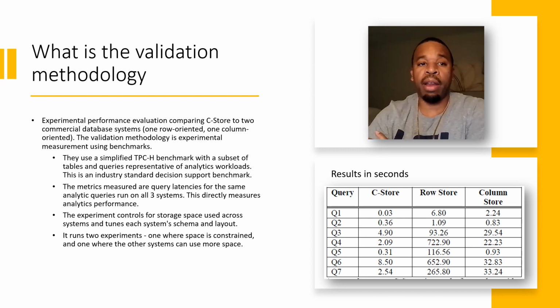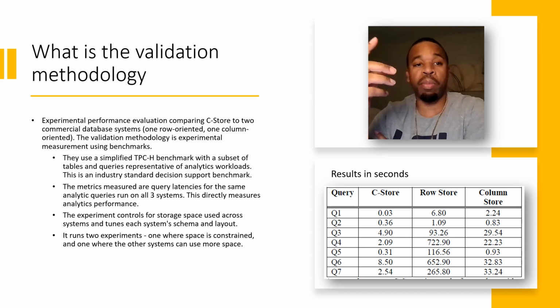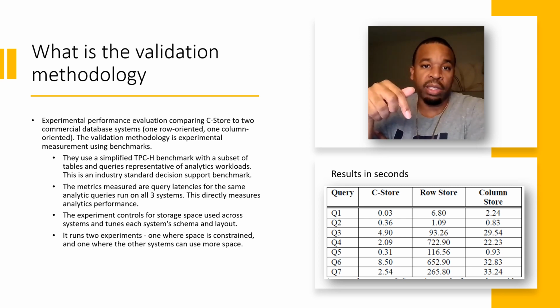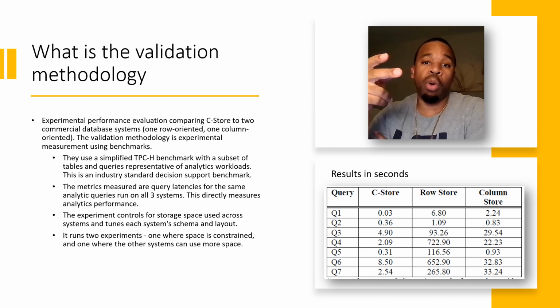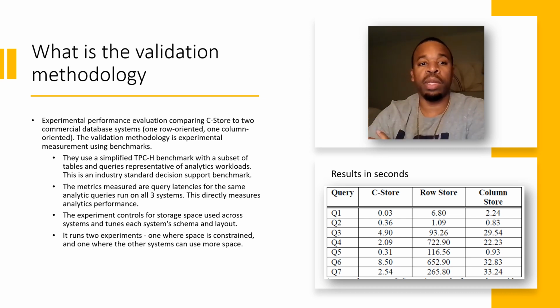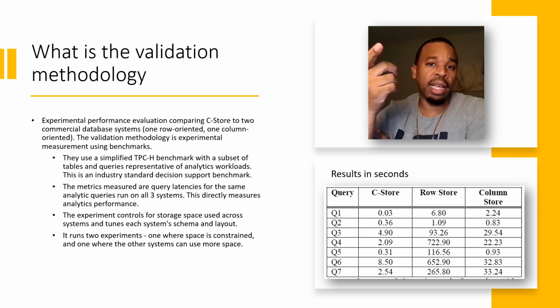The system compared C-Store, the proposed algorithm in this paper, which is a hybrid transactional analytical system. Row store is a popular commercial row-oriented OLTP database. Column store is a popular commercial column-oriented analytic database. The metric measured was query latency, how long each query takes to execute on each system. This directly measures analytic query performance.